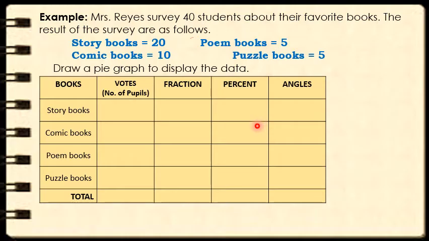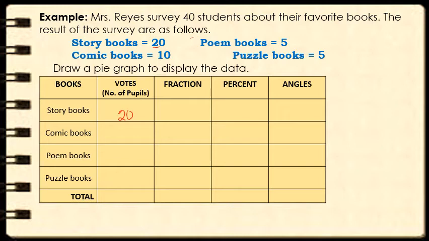So, to make constructing a pie graph easier, kailangan muna is we have to complete this table. So, sagutan natin bawat column sa table na ito. So, una is the column for votes or the number of pupils who chose each type of books. So, isa-isahin natin. Kung mapapansin niyo children, ang isasagot natin dito, dito nyo rin makukuha sa ating problem. Okay, so, the number of learners who chose storybooks is 20. So, isusulat natin sa column na ito ay 20.